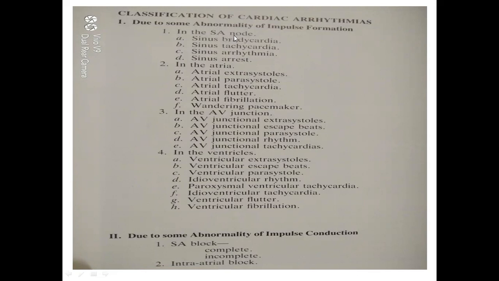What are the conditions of the SA node? When the heart rate becomes slow, less than 60, that condition is called sinus bradycardia. When the heart rate goes above 100, that condition is called sinus tachycardia. And when the heart rate pattern is a little bit irregular, it can be called sinus arrhythmia.